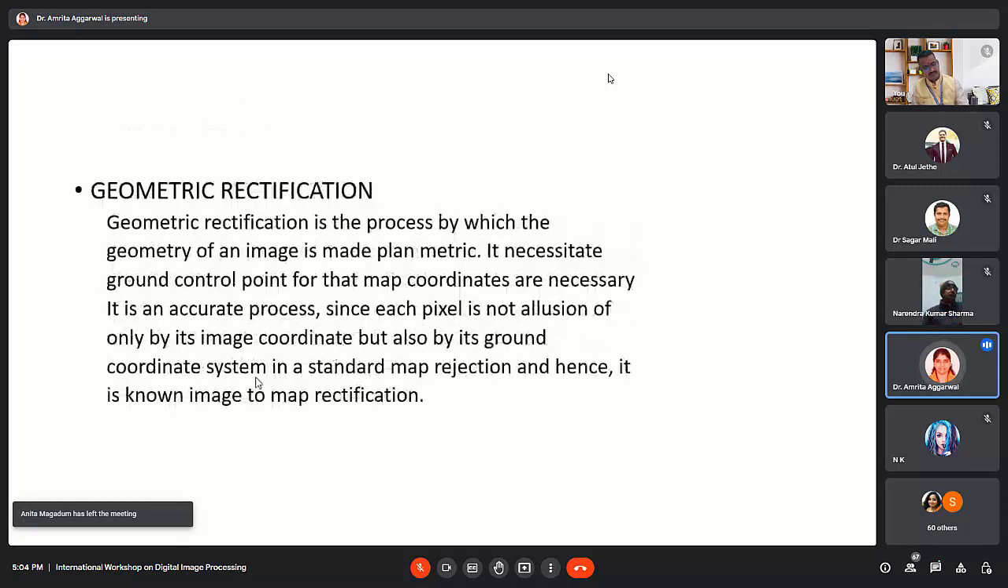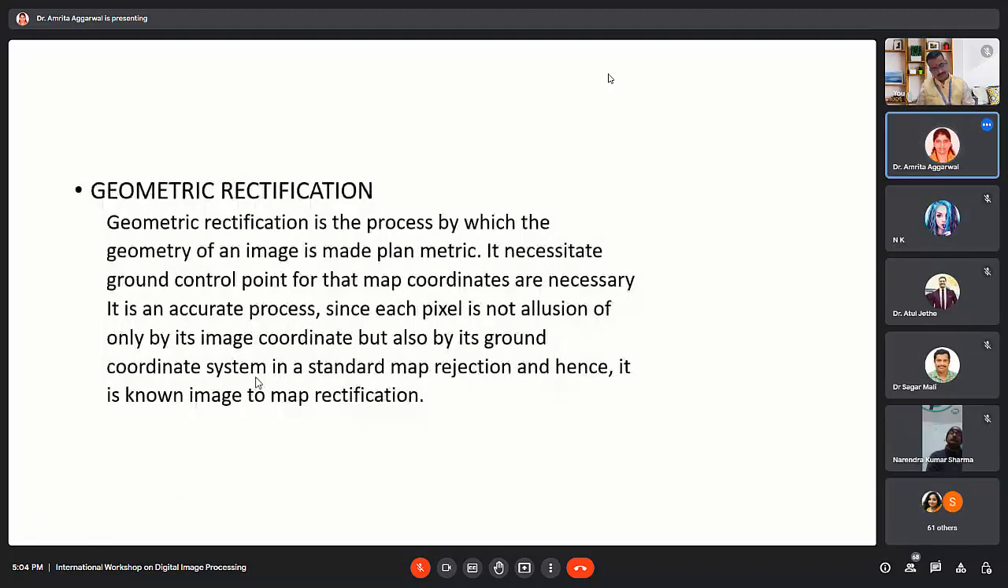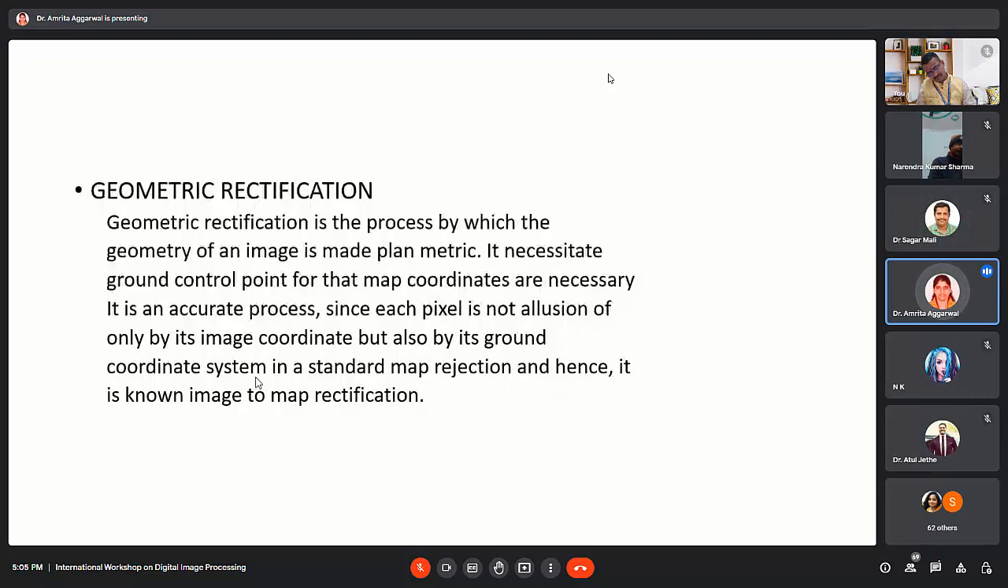Now again, geometric rectification is also one way of reducing geometric error. That is the process by which the geometry of an image is made planimetric. Now what do you mean by planimetric? Whenever you have satellite imageries, they have 3D data also. Whenever you have an aerial photograph, it will show 3D objects only. So here what you're trying to do is make a 3D map into a 2D map. That is, you're making it a plane map, a planimetric map, which can be printed in any book.